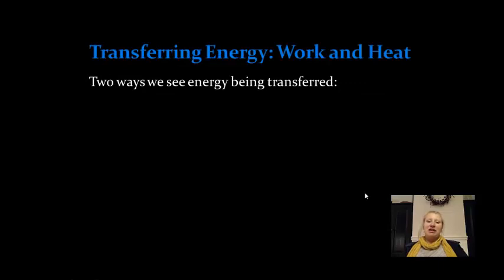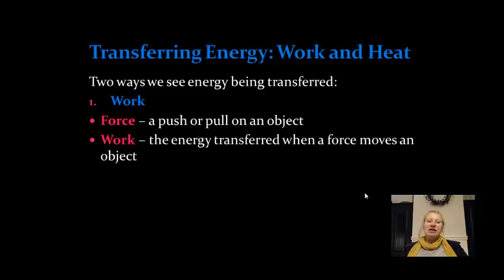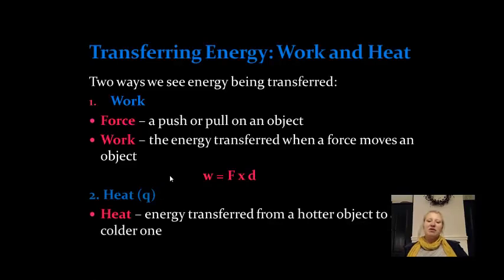Now, there's two ways that energy can be transferred. The first is work. And work requires a force. So a force, remember, is a push or pull on an object. And work is the energy that's being transferred when a force moves an object through a distance. So the formula for work is work equals force times distance, because you need to move some object using a force through a distance. The second way that energy can be transferred is in the form of heat, which we give the symbol Q in chemistry. So Q is the symbol for heat. And heat is when energy is being transferred from a hotter object to a colder one.